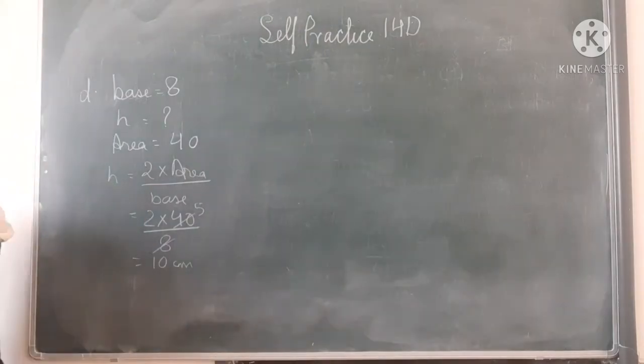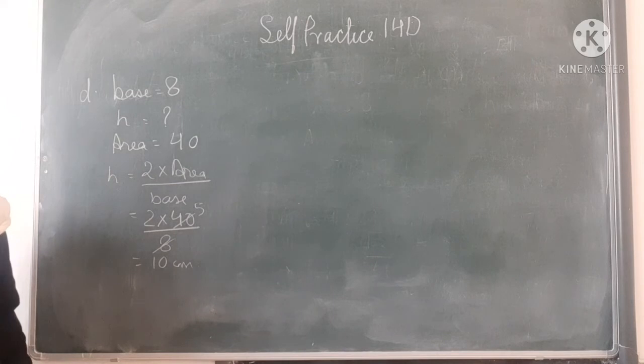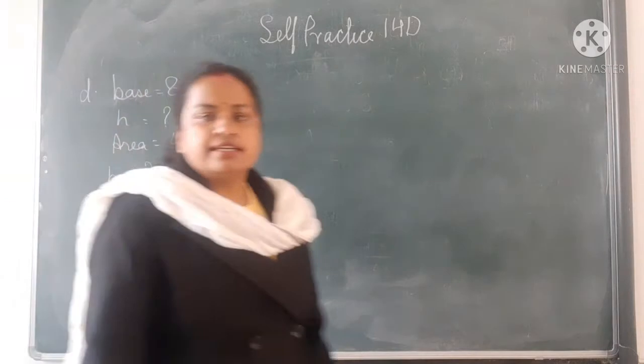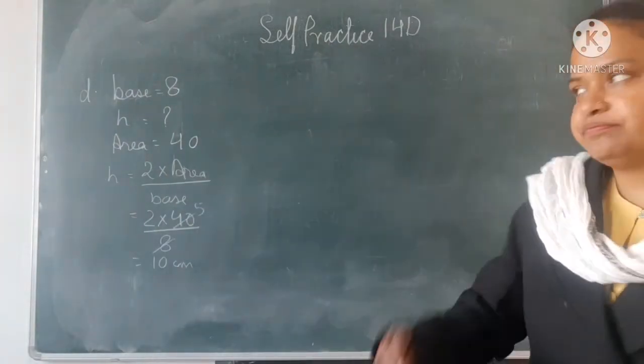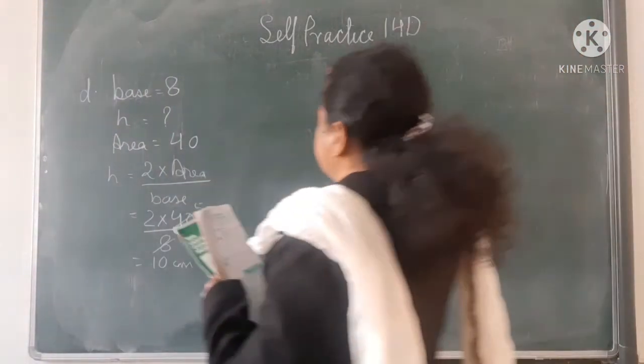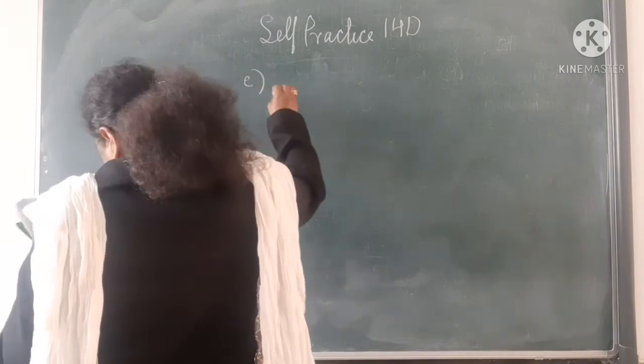Now here you have got base as 8, height is not given, area is given as 40 centimeter square, and what is height? 2 into area upon base, so that is 2 into 40 upon 8, so 2 5s are 10. You will get 10 centimeter. Now see the E part of it.